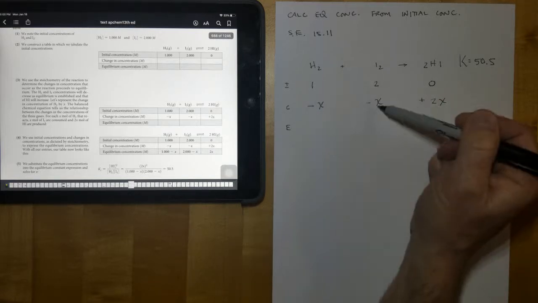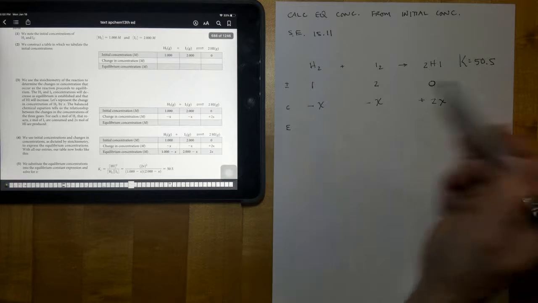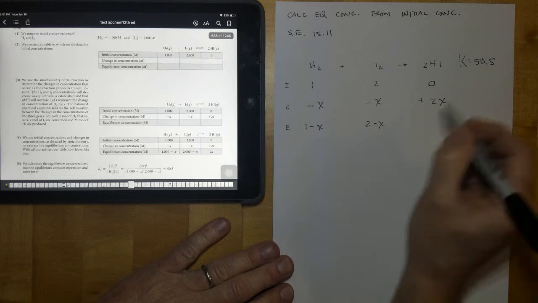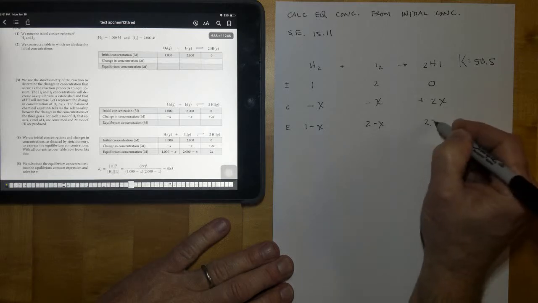And then we can add those together to get our equilibrium concentrations. So here we'll have 1 minus X, we'll have 2 minus X, and we'll have 0 plus 2X, or 2X, right here.